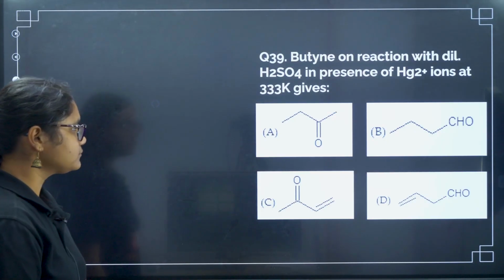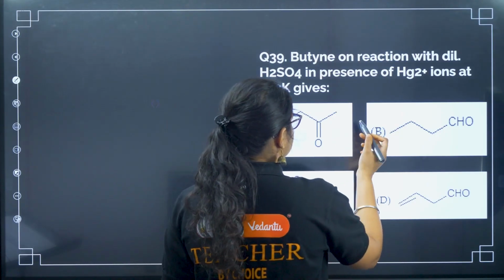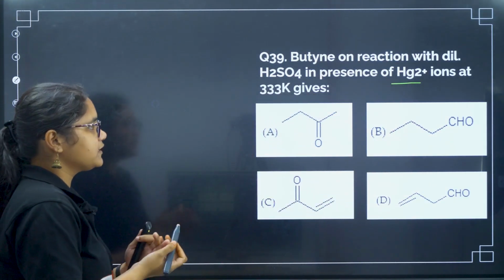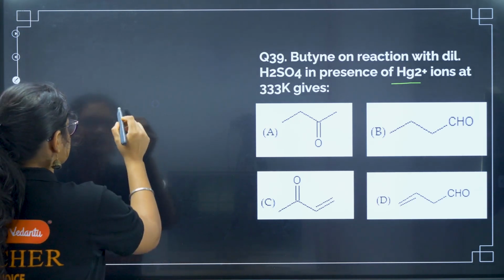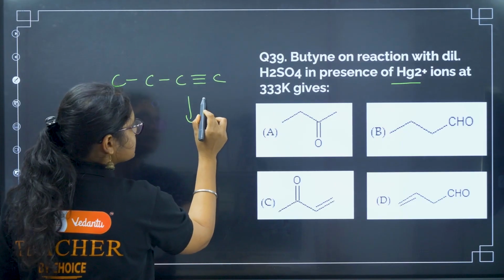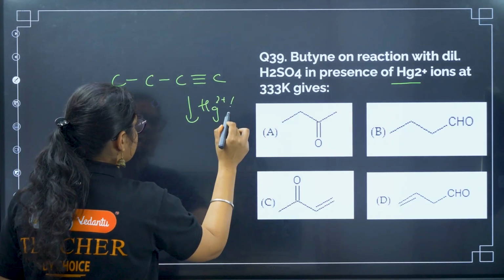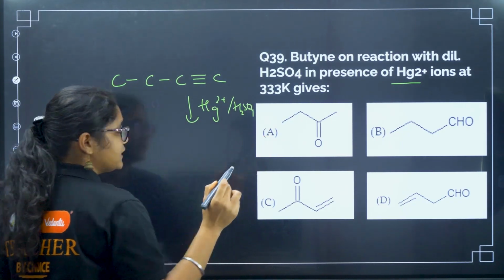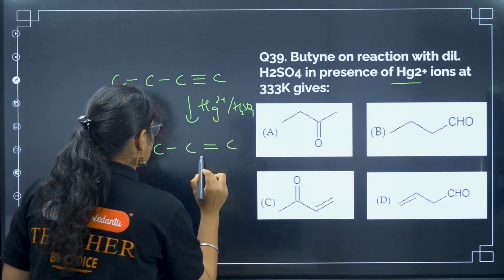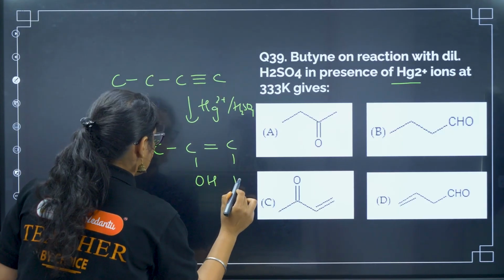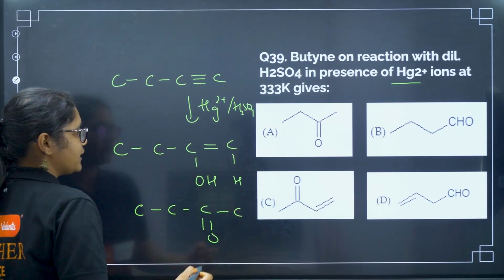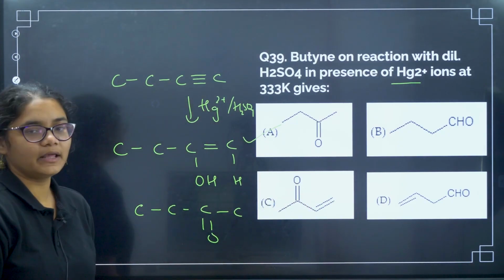Next question. Butyne reacts with dilute H2SO4 in presence of Hg2+ ions at 333 Kelvin gives you what? So this one is also an easy question. If you take butyne and add Hg2+ in presence of H2SO4, it actually adds water following Markovnikov's rule. So we will have this one, right? Now what happens, there is tautomerization and we will get this compound. So the correct answer for this question is option number A.